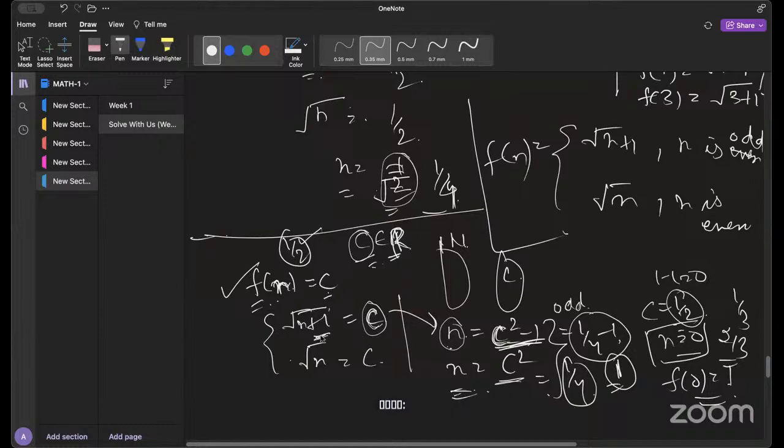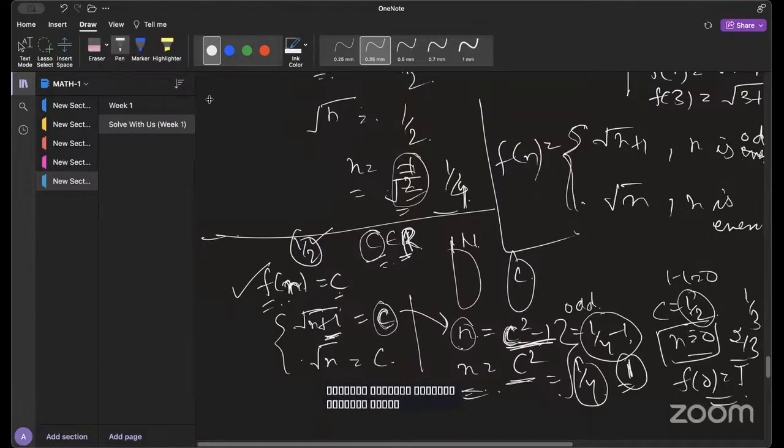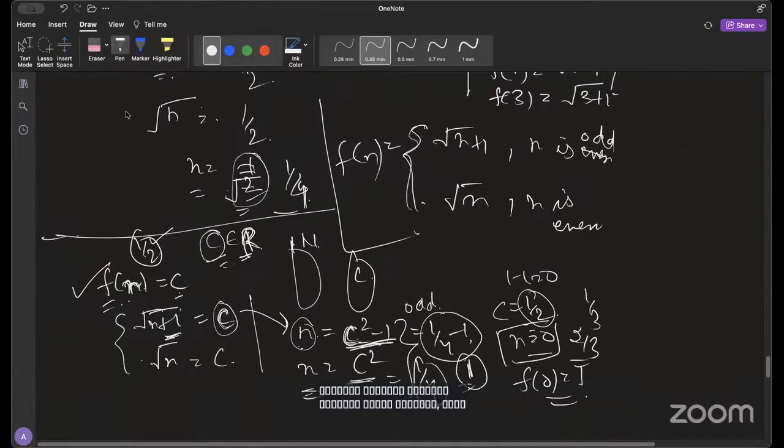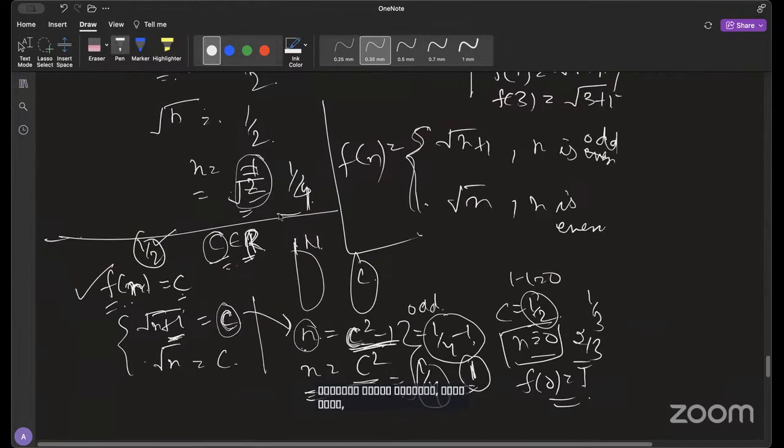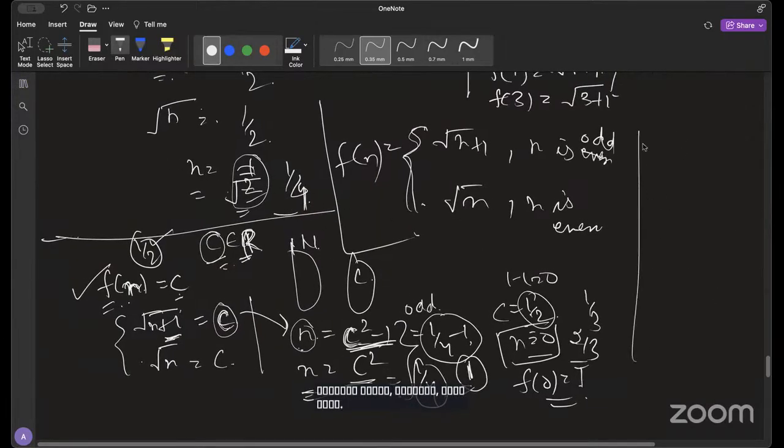Are you talking about this term? Yes, ma'am. See, the function's already given to you. This is the function. So to find if a function is onto or not, what you do is you take any c from the codomain. This is the codomain. You take any c from the codomain and try to find x such that f(x) is equal to c.